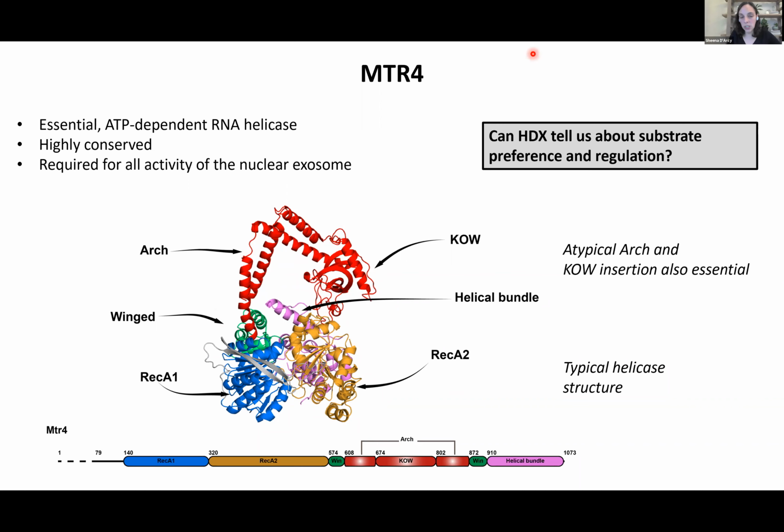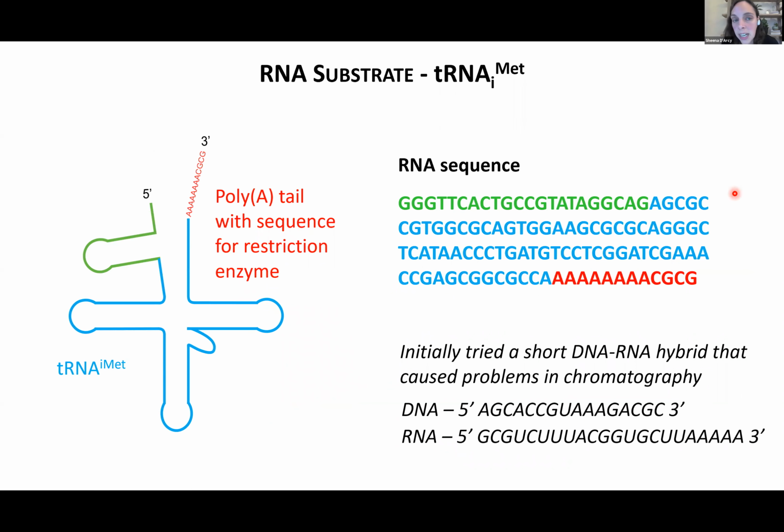The crystal structures with RNA were already available when we started this project, but we really wanted to ask if HDX could tell us something about substrate preference, because it uses a lot of different RNA substrates, and perhaps about how MTR4 is regulated as it is present in various different protein complexes. We have a lot of data on this protein, but I'm just going to pick out our very initial story. Our initial story was MTR4 with this RNA substrate, tRNA iMet. This is a validated in vivo substrate. We basically did the experiment with and without the RNA.